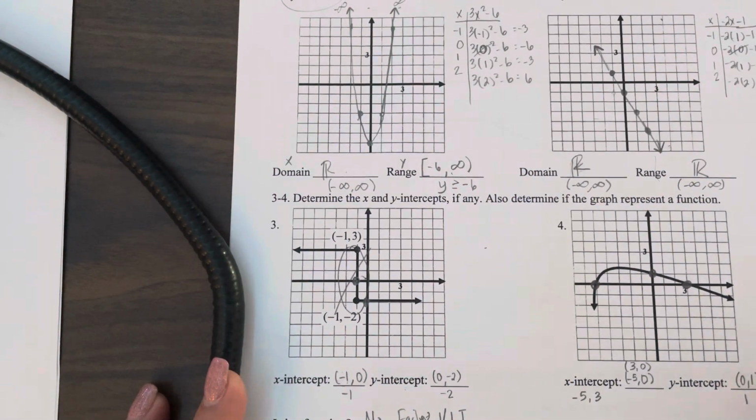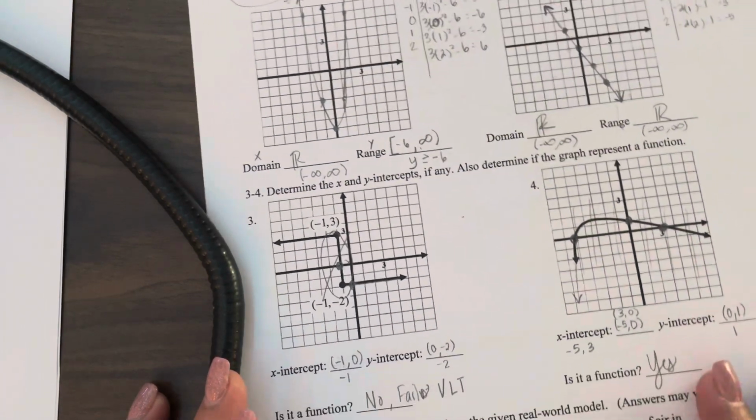Is this a function? Yes. Good. This line continues. It actually continues like a little angle, so you could do a vertical line test and it always passes. I'm going to move the paper over here.